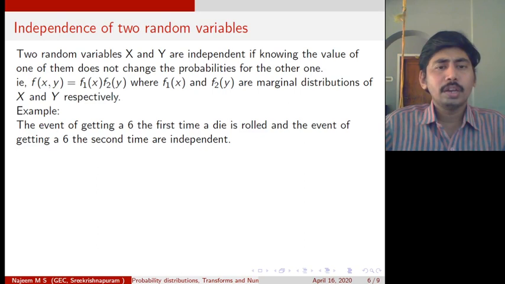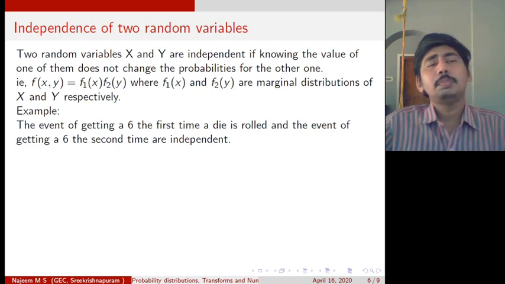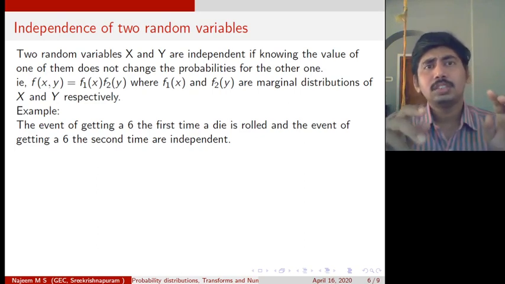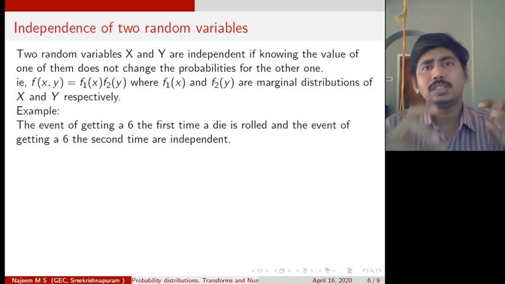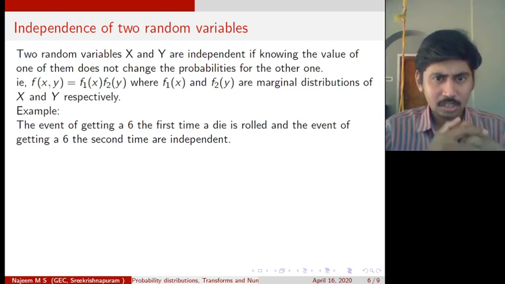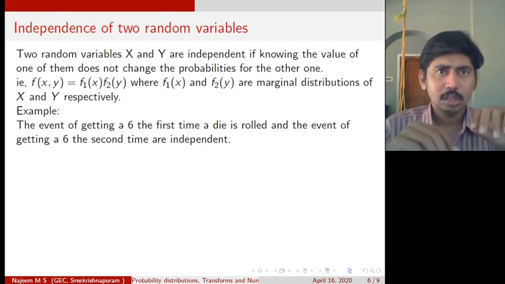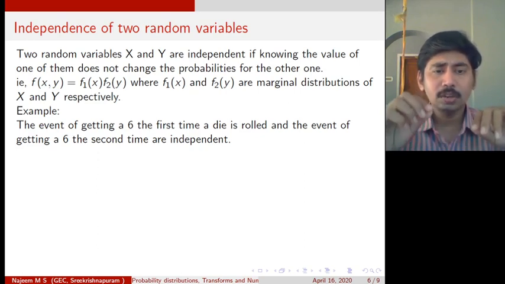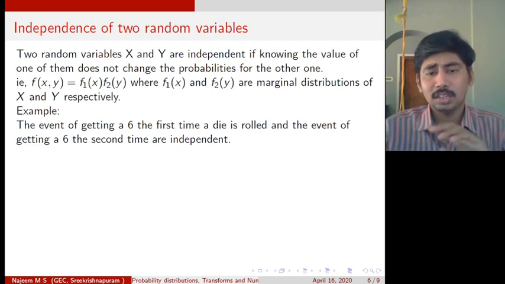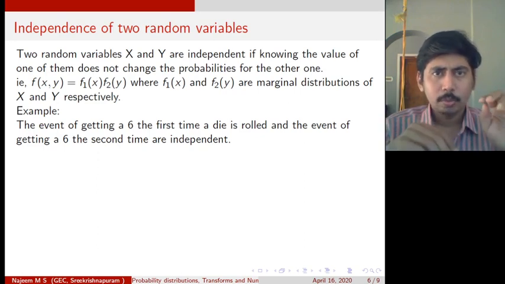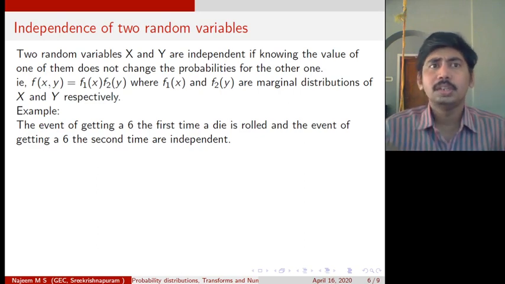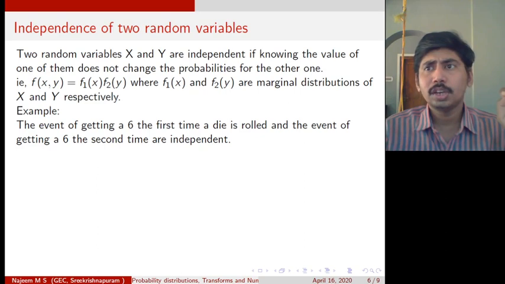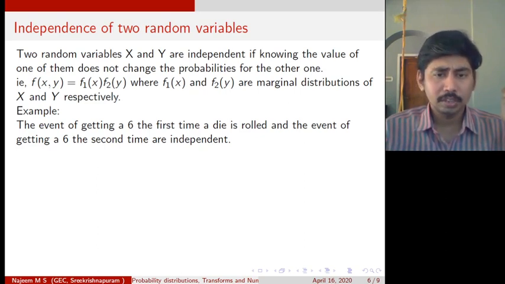Now, independence of random variables. Two random variables x and y are independent if knowing the value of one of them does not change the probability of the other. What does independence mean? Independent means one thing is not related to the other, or a change in one thing will not be reflected in the other. For example, wind speed is an essential variable in predicting rain. So wind speed and rain are not independent. Likewise, many things are like that. Wind speed, temperature and all these things are dependent variables if we compare them to predicting rain.